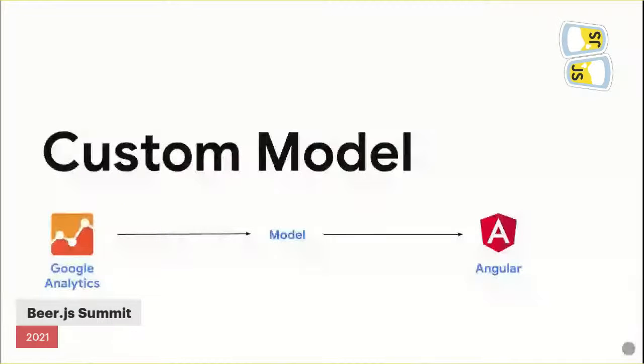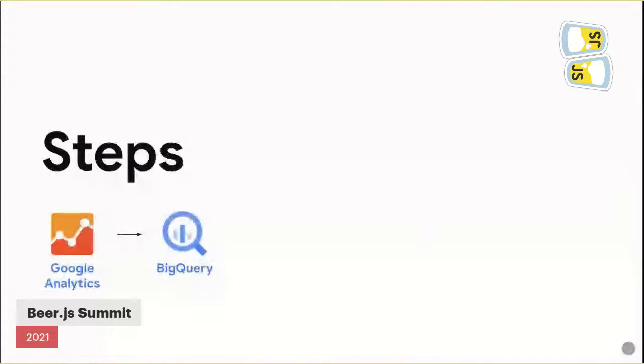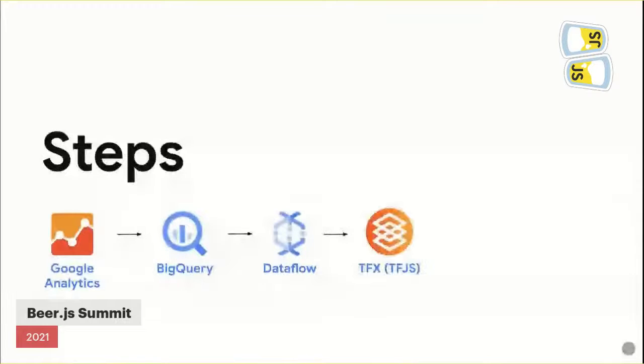High quality predictions will be trained on site data from Google Analytics and will be run by Angular to perform. The steps will look as follows. We will export Google Analytics data to BigQuery, which is a large-scale data store. We will then use data processing to convert the data into features that we want. Next, we will run TFX, which is our machine learning pipeline, to create a TFJS model. Finally, we will integrate the TFJS model with Angular.